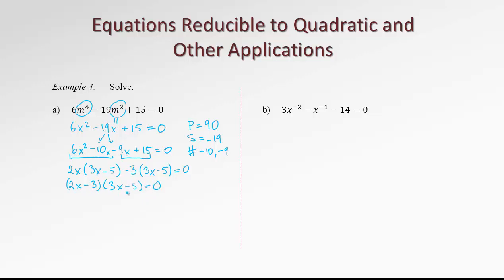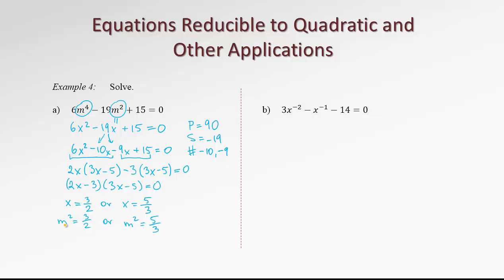So from this factored form, using the zero product property, we know that the solution to this equation is x equals 3/2 from the first bracket or x equals 5/3 from the second bracket. However, our original equation calls for finding m. So let's use back our substitution that x is equal to m squared. Therefore, we have to solve the equations m squared equals 3/2 or m squared equals 5/3.